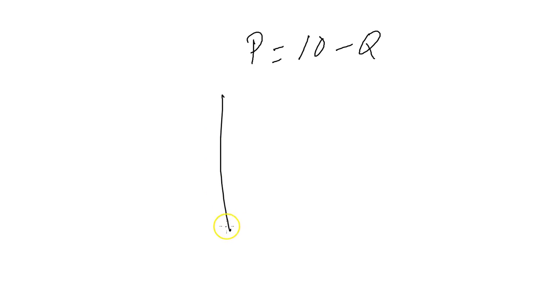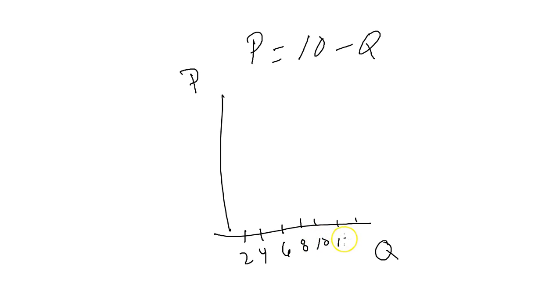So we need a y-axis and an x-axis. And for the y, we're going to put p, and for the x, we're going to put q. And we need numbers here, so let's make this over here. So we've got 2, 4, 6, 8, 10, 12. And over here we've got the same thing, 2, 4, 6, 8, 10, 12.